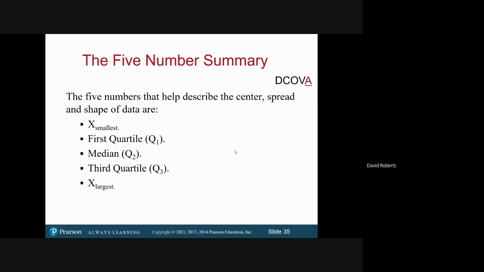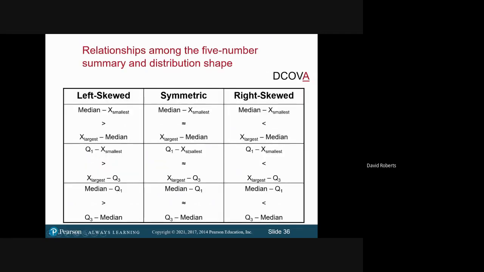X smallest will be the smallest number. The second smallest number is Q1. Then the next number is Q2, Q3, and Q4, or Q3, and then largest. So you go from the smallest number to the largest number, and you can see some of the symmetry, right skewedness, left skewedness.